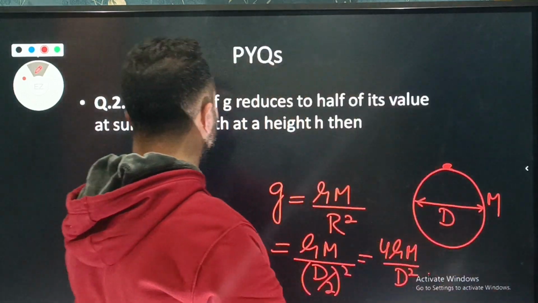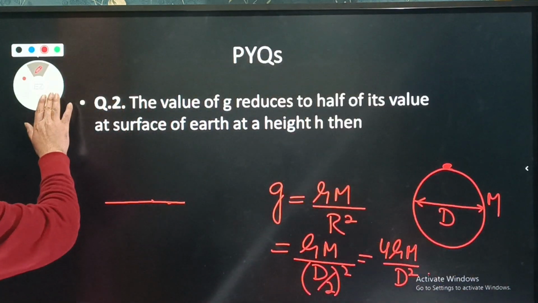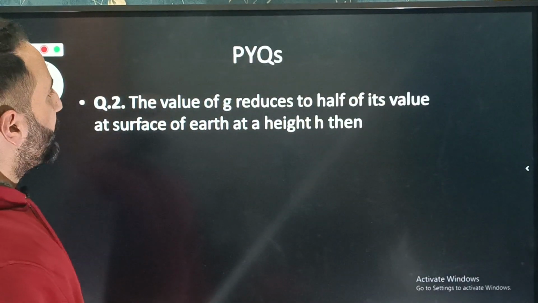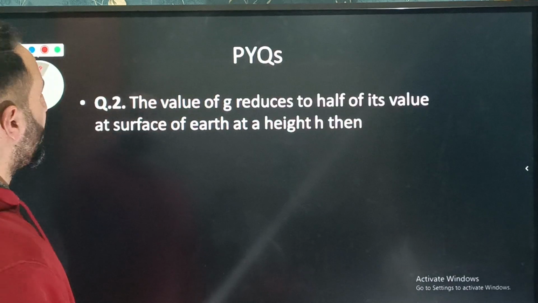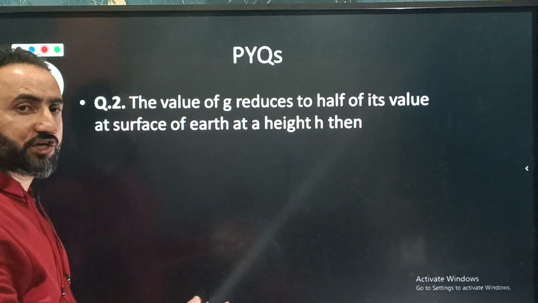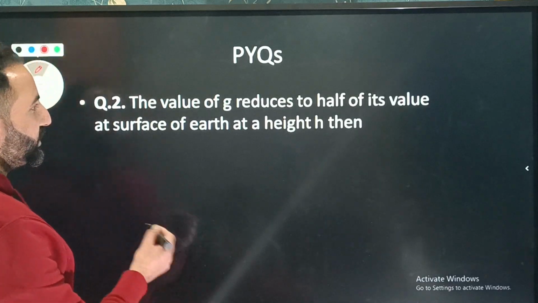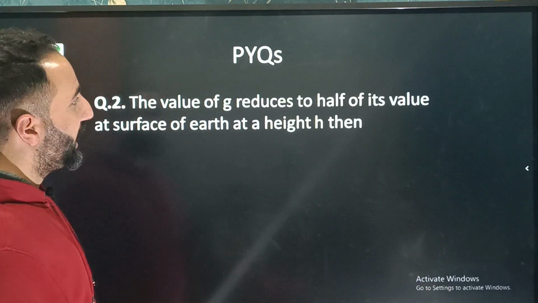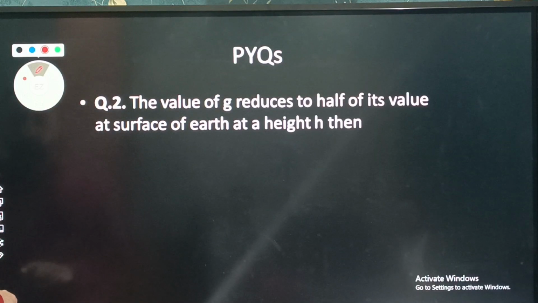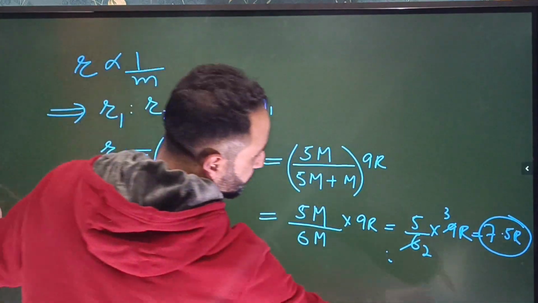ठीक है ना बेटा? So this is your example number 2. Example number 2 is simply like this. The value of acceleration due to gravity reduced to half its value at the surface of Earth at height h. Then you are supposed to calculate what will be the relation between this h and R. What is the relation between h and R if the acceleration due to gravity reduced to half? ठीक है ना बेटा? Okay, so let's work it out here. यहाँ आप ध्यान दीजिए बेटा. Let's work it out here.